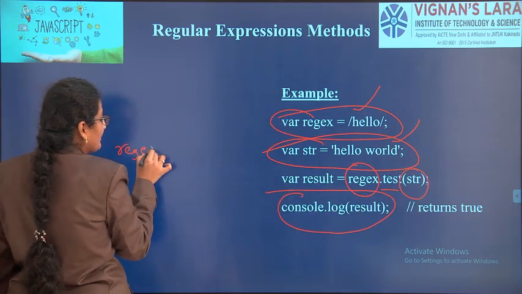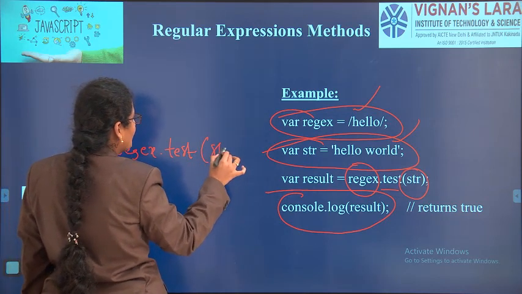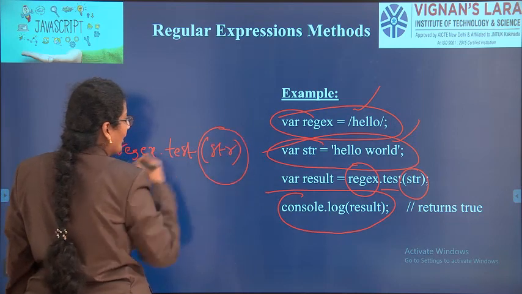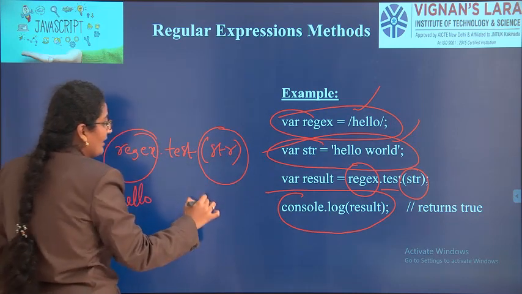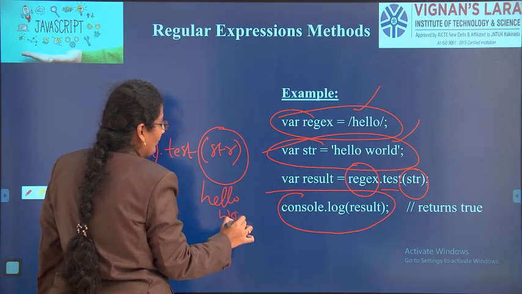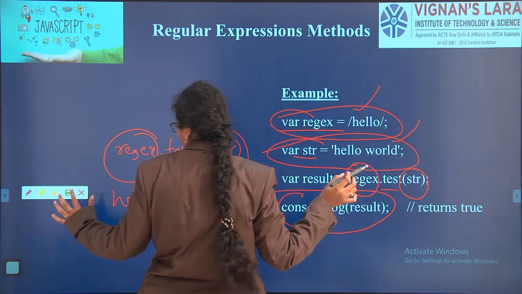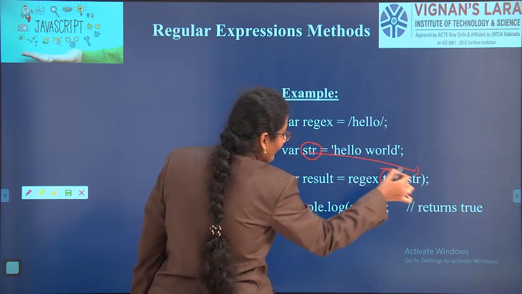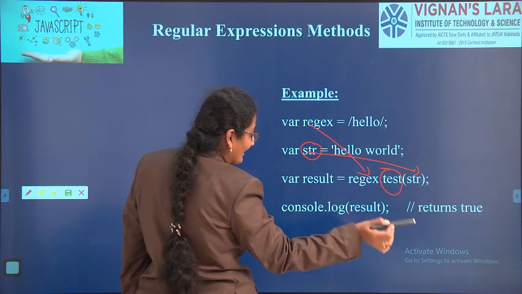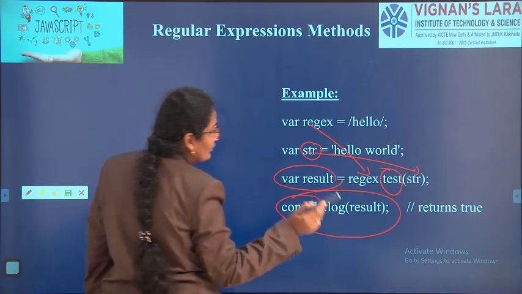So we have taken the regular expression, and we are performing the test with the string. The string is hello world, and the regular expression is hello. For the string and regular expression I want to perform a test, and I should store that in result. So console.log(result) will give you the result.